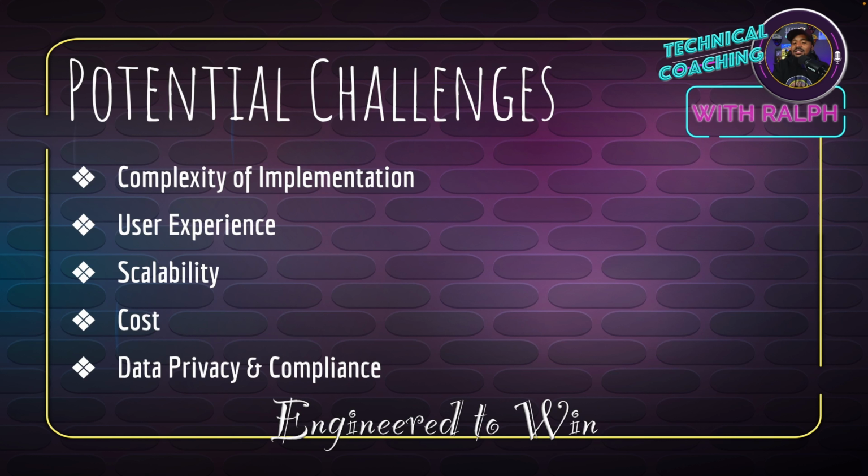Initial investment. The initial cost of implementing zero trust, including new technologies, training, and potential infrastructure upgrades, can be very, very high. Ongoing maintenance: continuous monitoring, regular updates, and maintenance of zero trust systems incur ongoing costs. It's expensive. Security is very, very expensive, right? And data privacy and compliance. So regulatory requirements: ensuring compliance with data protection regulations while implementing zero trust can be complex, especially in industries with stringent compliance requirements. Data localization: handling data localization laws and ensuring that the data is stored and processed within certain geographical boundaries adds another layer of complexity, right?